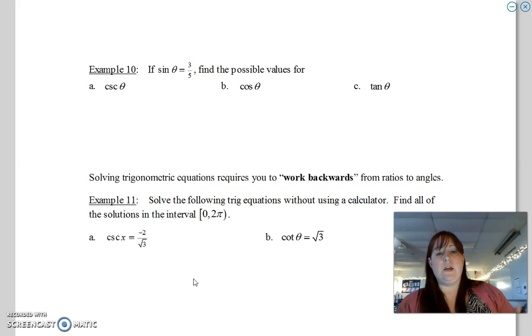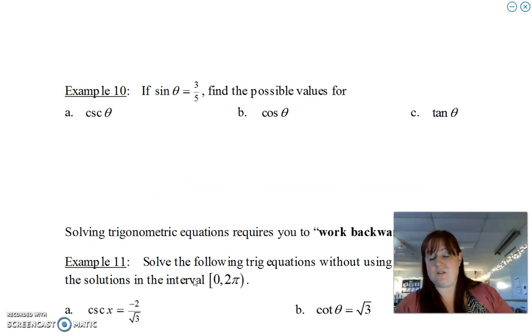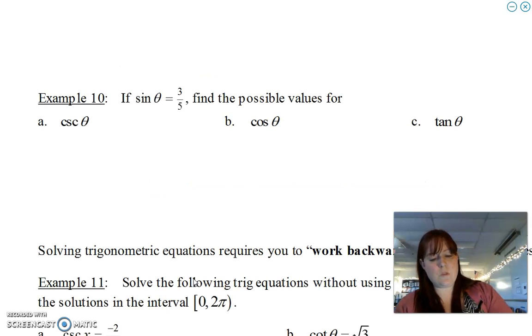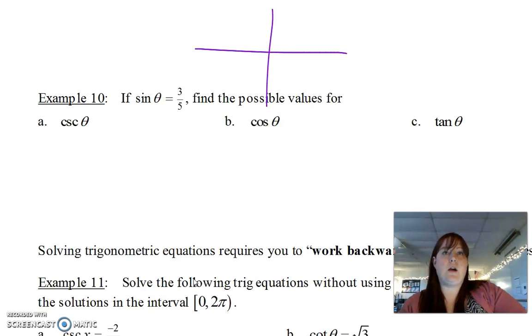All right, so we're going to look at if sine is 3/5, find the possible values for these different things. Okay, so sine of 3/5 means that our opposite over our hypotenuse, our opposite would be 3 and our hypotenuse would be 5. So where could that be?